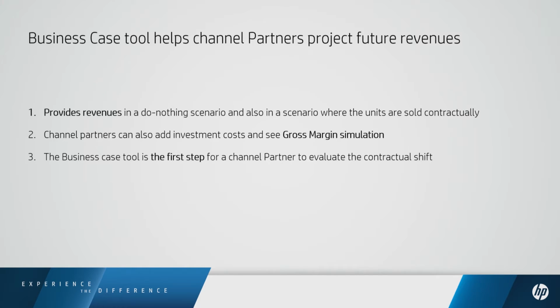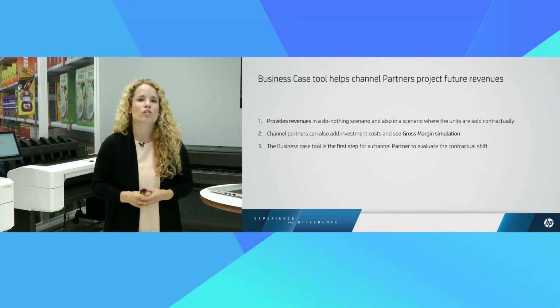Secondly, you have the contractual do scenario, where the reseller will be able to see the difference from switching from the connect rate that today they have on supplies and service to 100% connect rate on supplies and service. With this, they will be able to see the increase of revenues they can expect when switching to contractual.